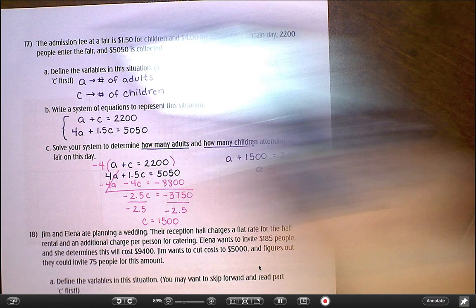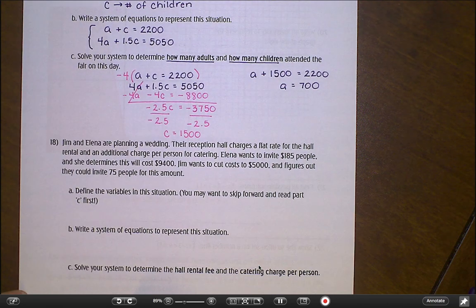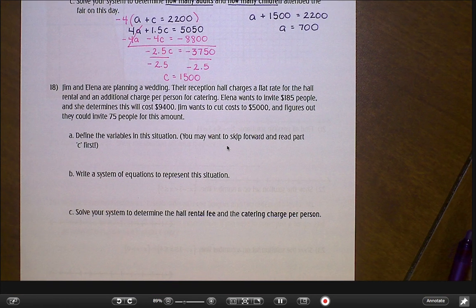Okay, let's look at another word problem. So this one's a little bit different. The structure of this one is different than some of the other ones you've seen. Okay, so probably important to pay attention to.